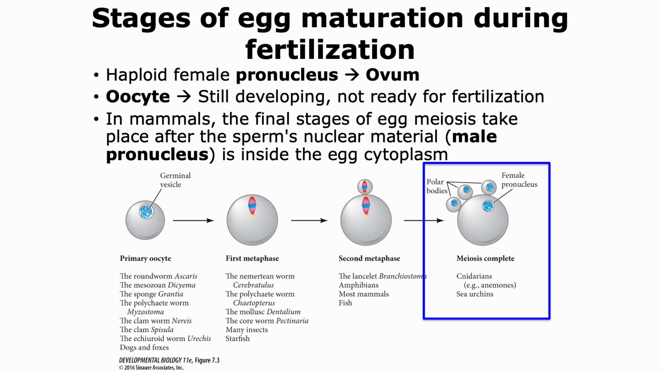When we look at the final stage, this is when the second meiotic division is complete, and now we have a true haploid female gamete. In organisms like sea urchins and some cnidarians, it is in this state that the egg will actually be fertilized by the sperm. Thus, we can see that the eggs can be in different stages of development when the sperm can actually enter, depending on the organism.